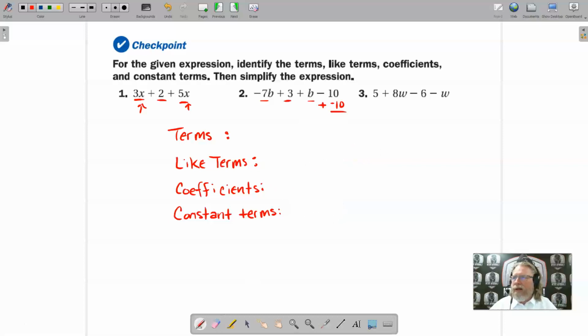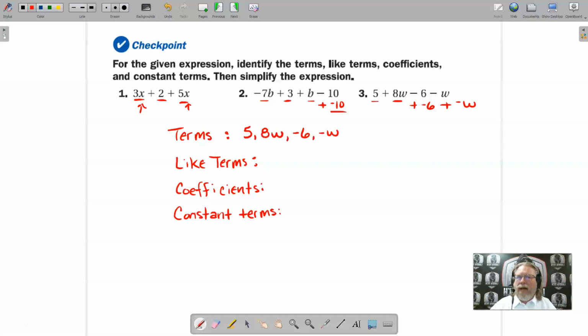And for number 3, we have 5 plus 8w. I saw this negative sign coming up, so change that to addition. Change the next value to the opposite, which is negative 6. Take this subtraction here, change it to addition, and the opposite of w is negative w. So our terms are 5 and 8w. Our other terms are negative 6 and negative w.